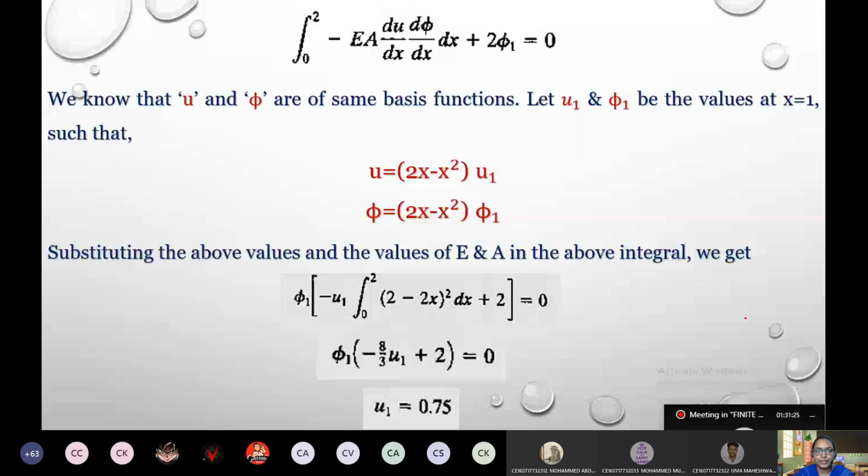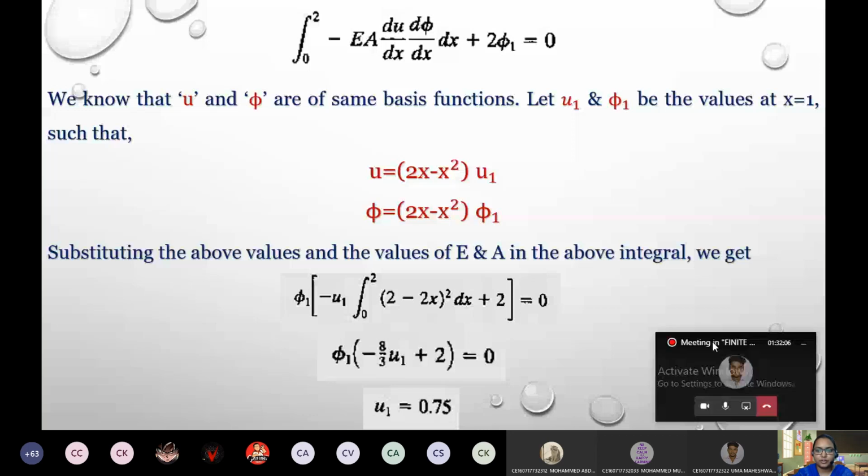That is why you are asked to attend all the classes. People who are absent for the Rayleigh-Ritz method and the problem of this one, I hope you are able to catch up. Is it the same answer from the potential energy approach? Guys? Are you people there? Yes, ma'am. 0.75. 0.75 was the value of u1.